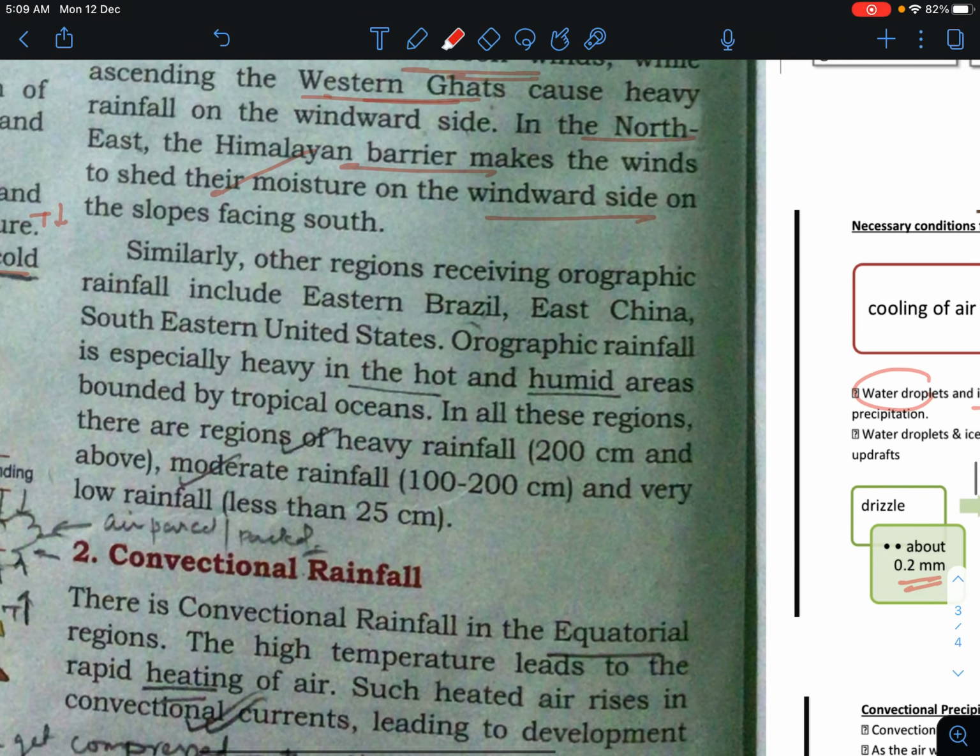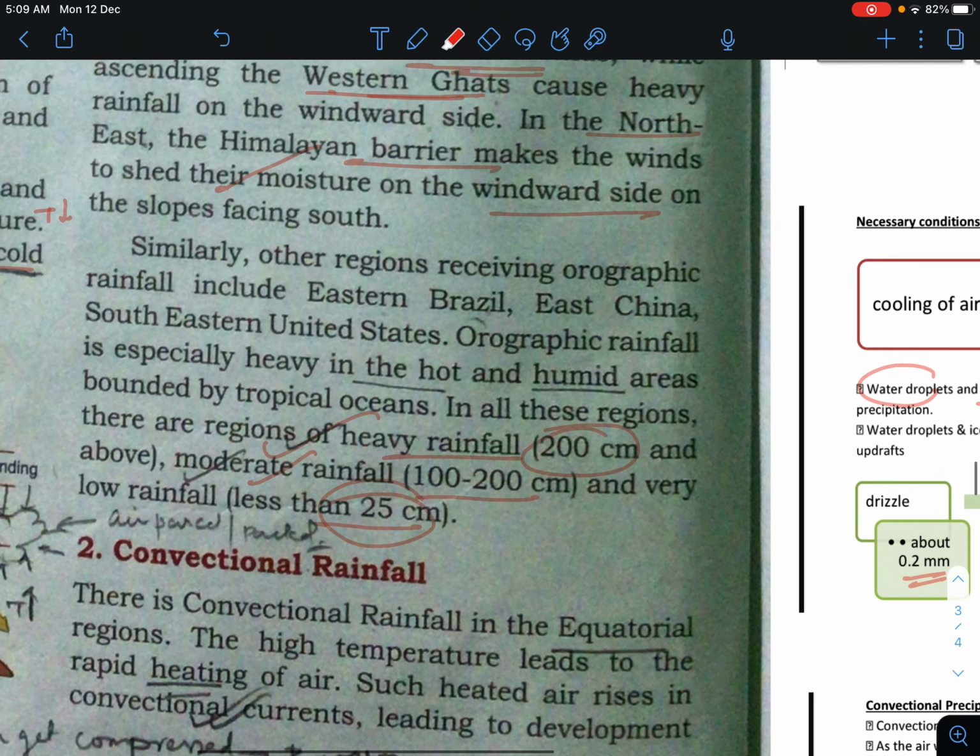Okay. Now after that we'll study that there is heavy rainfall. Heavy rainfall comes under the category when it is above 200 centimeter. Moderate rainfall is when the rainfall is between 100 to 200 centimeter. And if we talk about low rainfall, it is when the rainfall is less than 25 centimeter.